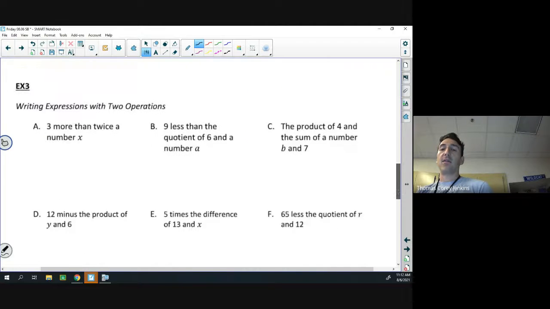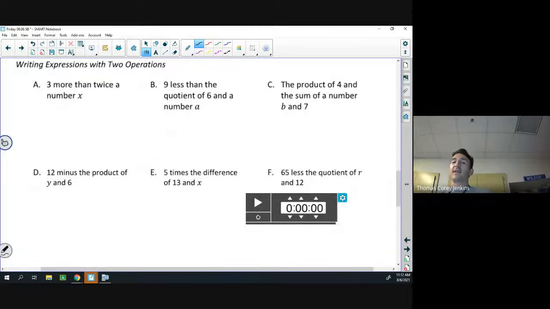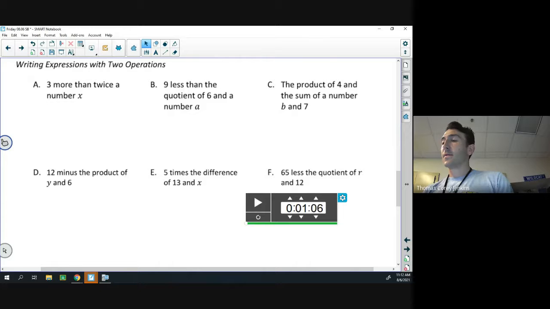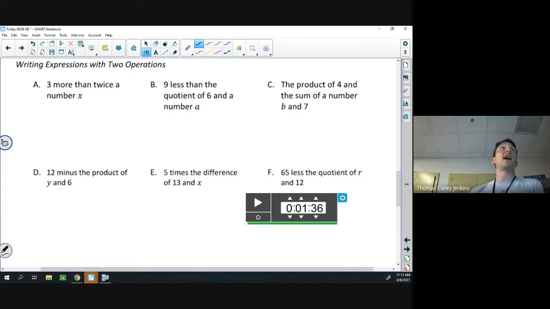All right. So I guess our next example is on the back side, it looks like. So now we're getting into multiple operations. What's wrong with my timer there? Okay, so let's do the first 3 together, and then I'll have you guys try the next 3. Okay, so A says 3 more than twice a number x. So twice means times what? Times 2.